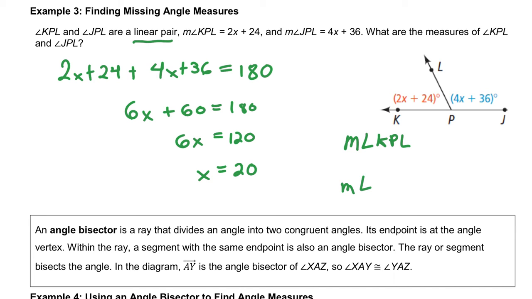And really, when you're writing these out, I don't want you to just write the numbers for the measures. I do want you to write M, angle symbol, KPL, and M, angle symbol, JPL, to show you mean measure of angle KPL and measure of angle JPL. If I substitute 20 into KPL, 20 times 2 is 40. 40 plus 24 is 64 degrees. For JPL, 4 times 20 is 80. 80 plus 36 is 116. That's just me using mental math. Use a calculator if you need to, but just substitute in to find the measures of each of those angles, right? Moving on.